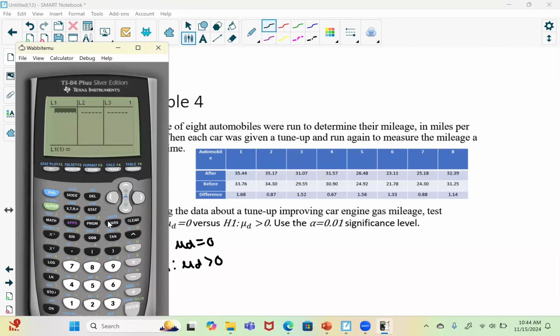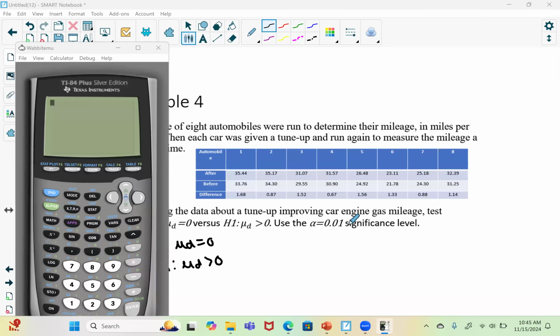To run the test, we can just do the differences in L1 to make it simple. So we're going to put these differences in L1. So put those differences in L1.